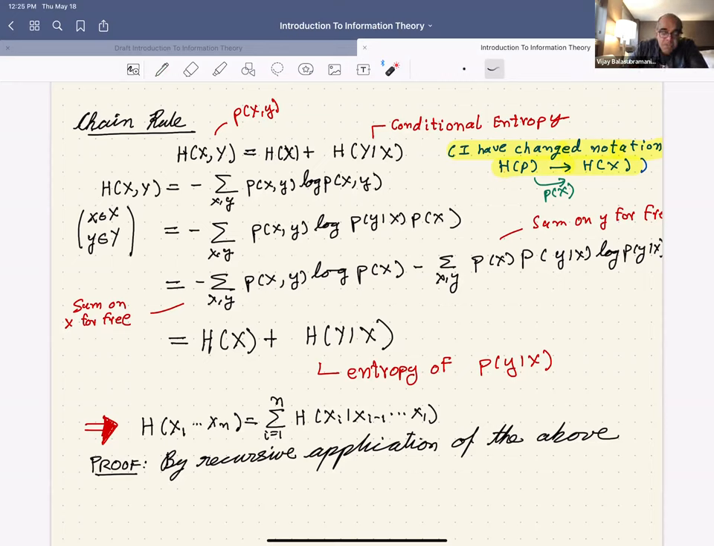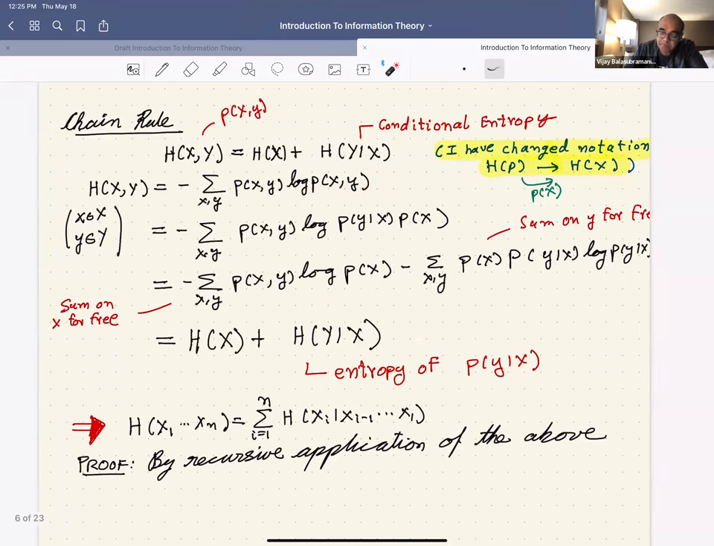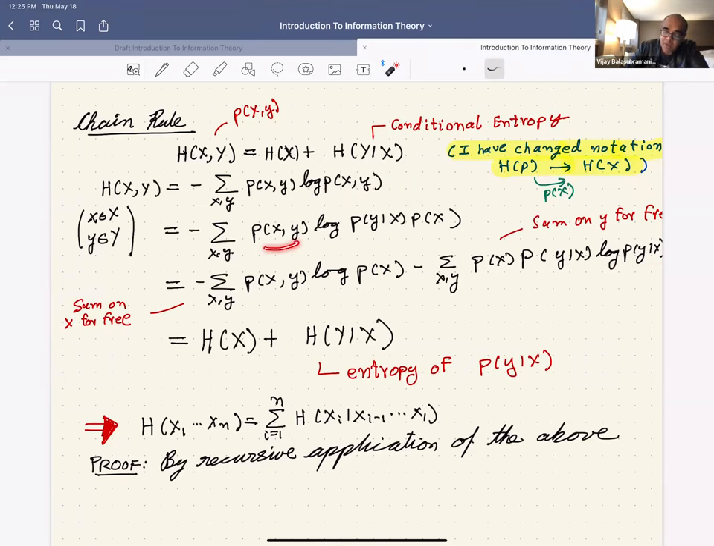Anyhow, suppose you want to compute the entropy of a distribution on two variables X and Y. Well, that's a sum over both X and Y of the joint distribution times the log of the probability of X and Y. Now, as usual, we can factorize this distribution into the conditional distribution P of Y given X times P of X. Then the log splits into the log of the probability of X plus the log of the probability of Y given X. So now if you look at this, over here, if I sum over Y, for free, I'm left with the expression for the entropy of X.